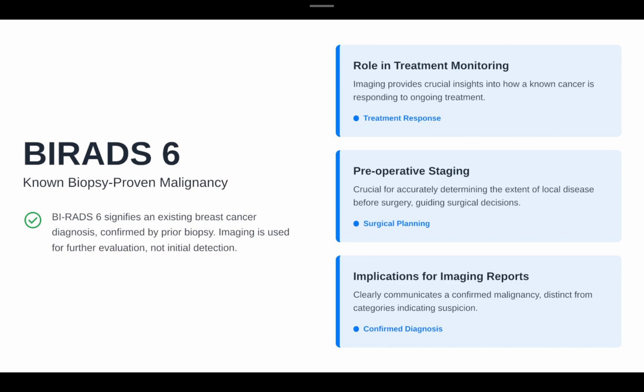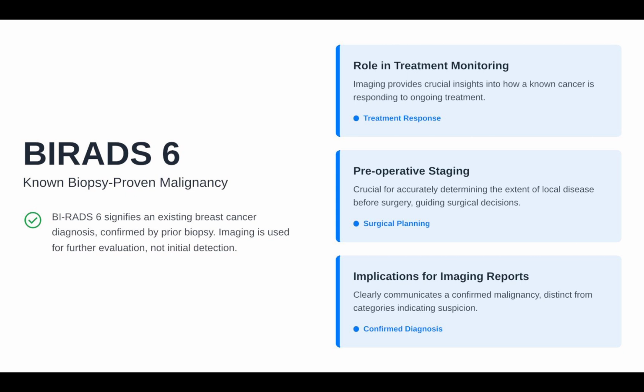Our final category is BI-RADS 6, known biopsy-proven malignancy. This category is unique because it's applied only when a biopsy has already confirmed the presence of cancer, but the patient has not yet undergone definitive treatment such as surgery or radiation.